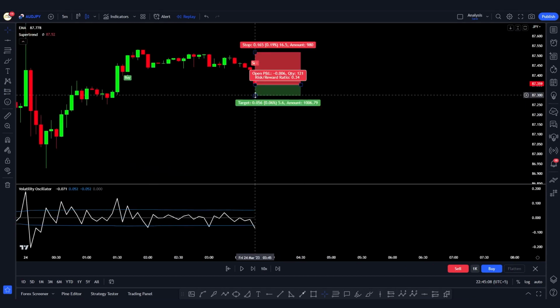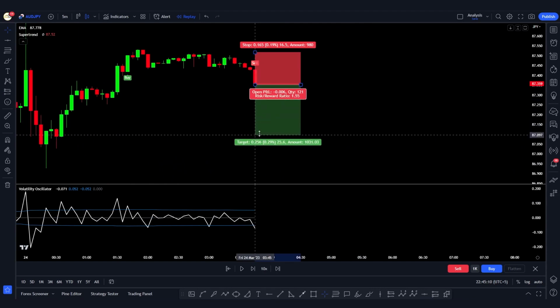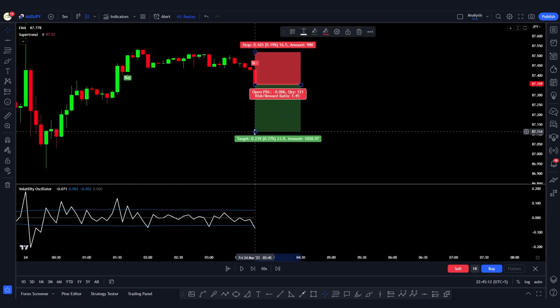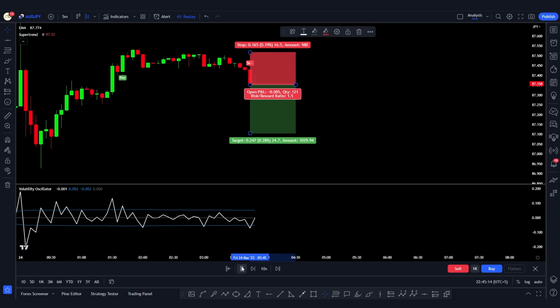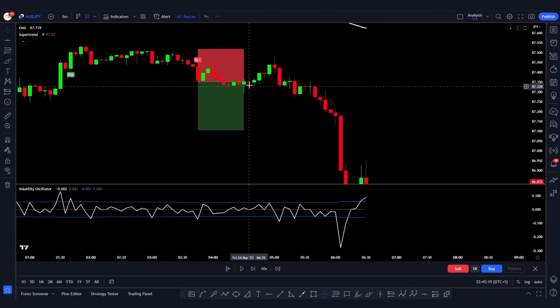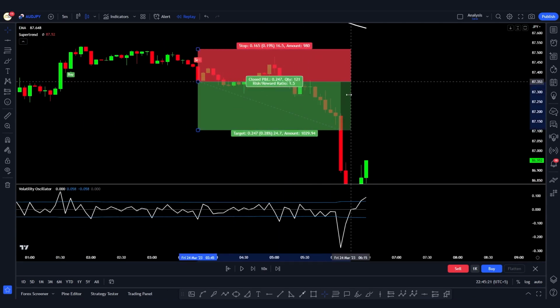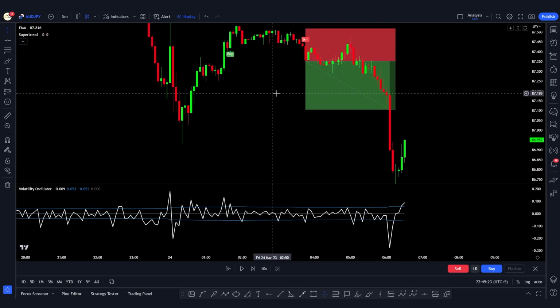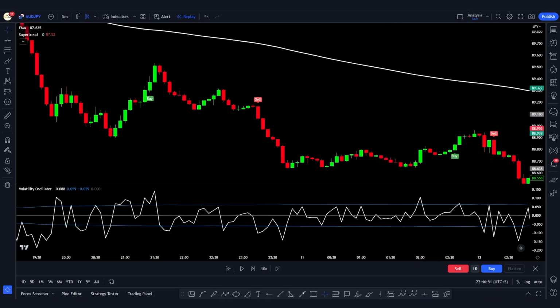So let me just go ahead and set our take profit level at 1.5 risk-to-reward ratio, and let me just forward play the market to see if this trade goes in our favor or not. So as you can see, our take profit level has been met here, and again this trade is a profit of 1.5 risk-to-reward ratio. Now let's go ahead and take a look at another short position example.